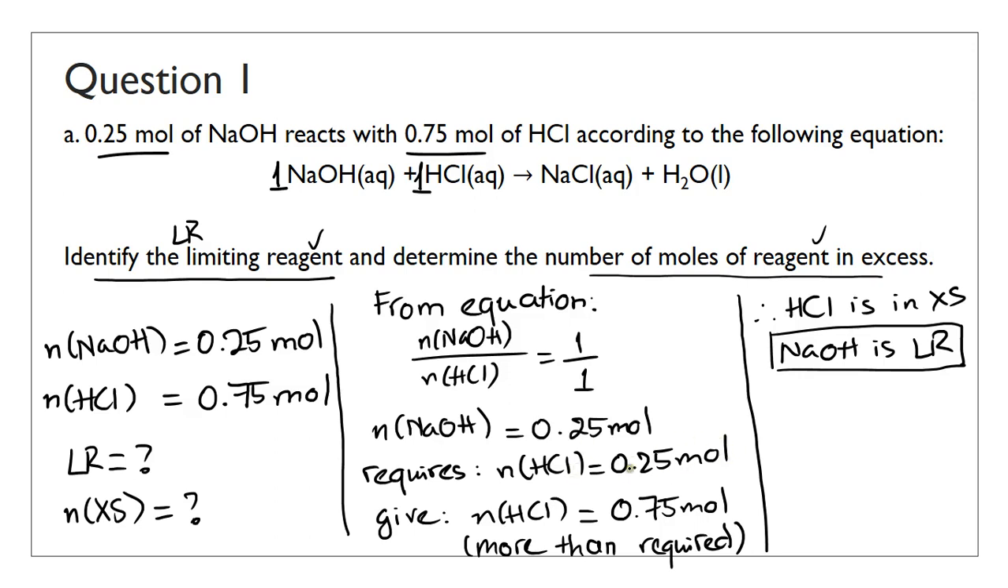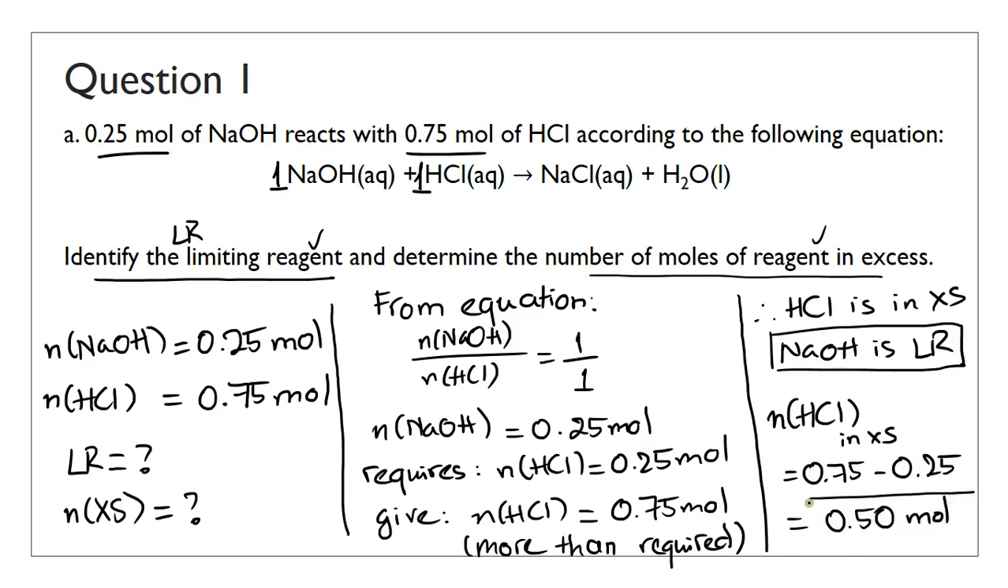If you only need 0.25, but you have 0.75, the difference between these two is the amount that is in excess. So the number of mole of HCl in excess is 0.75 minus 0.25, which is 0.50 mole. So sodium hydroxide is the limiting reagent. Hydrochloric acid is in excess by 0.5 mole. By the end of this reaction, besides the two products, I also have 0.5 mole of hydrochloric acid left over. Let's put HCl in excess.